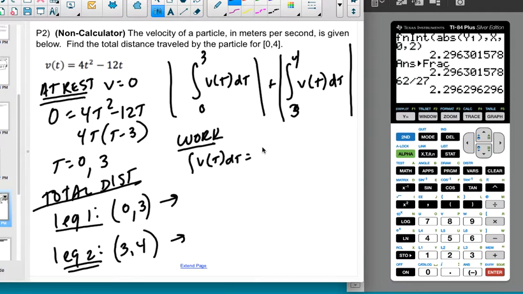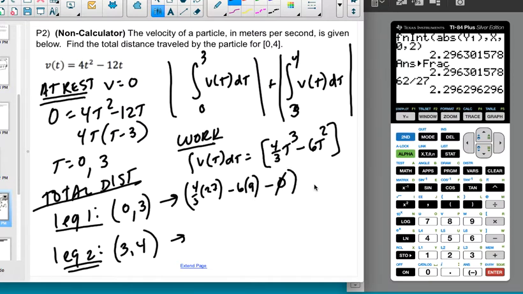So I'm going to just do a little bit of work and recognize that v of t integrates to be, I'd up the power by 1 divided by the new power, a 4/3 t cubed minus a 6t squared, right? That's going to be helpful to me because now when I plug in those values from 0 and 3, for leg 1, I plug in a 3, so it's going to be 4/3 of a 27 minus a 6 times a 9, minus a bunch of 0, so that's nice.